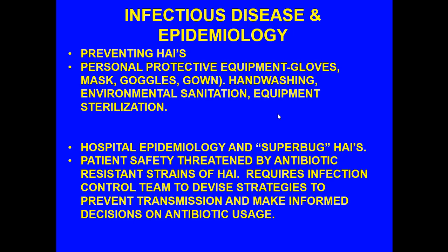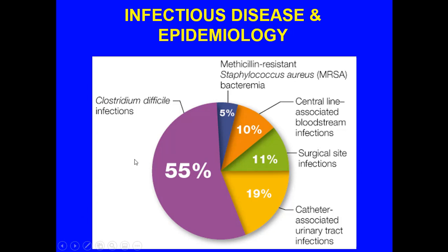Now, hospital epidemiology and superbug HAIs are a real threat today. Patient safety is threatened by the antibiotic-resistant strains of HAI. This requires infection control teams to devise strategies to prevent the transmission and make informed decisions on antibiotic usage. Look at the vast amount of infections caused just by C. diff, over 55%.